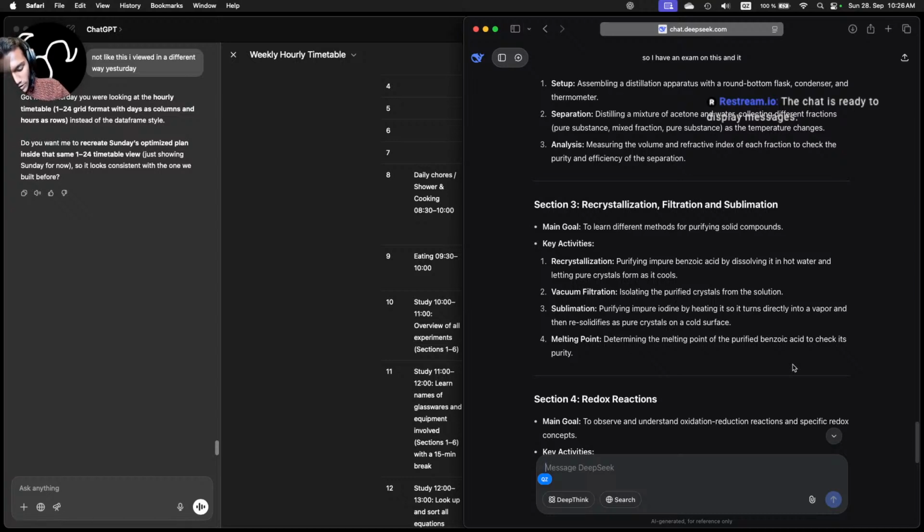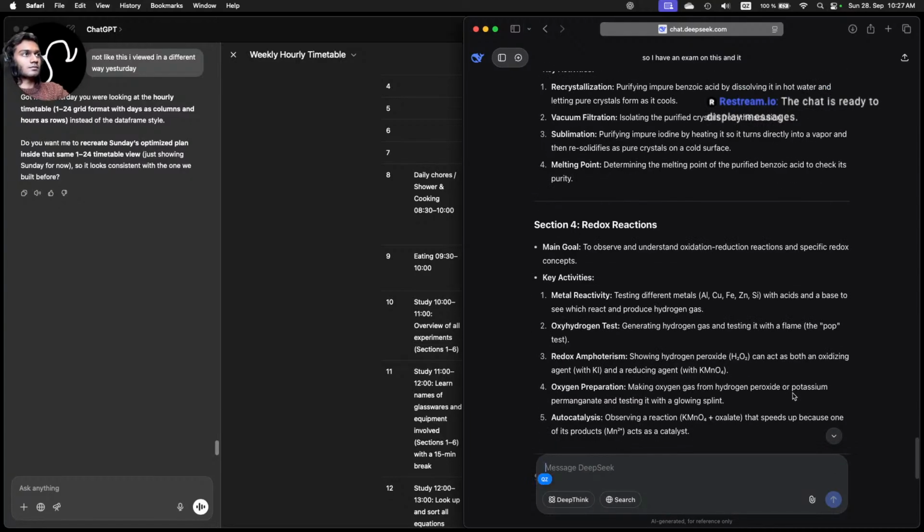Section 4, redox reaction. To observe and understand oxidation, reduction reactions, and specific redox concepts.